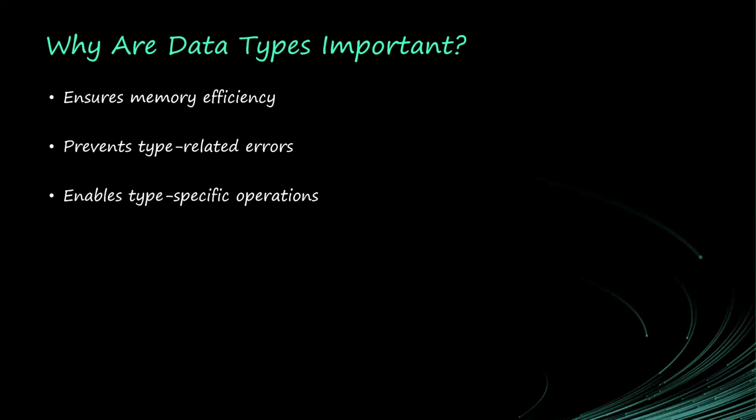So when we specify the data types of our data, it ensures memory efficiency, it prevents type-related errors, and it enables type-specific operations. That's what I just mentioned now. You cannot perform an operation that is not specific to an integer. It will not work. Do you understand this? As we go on, when we get to programming, you're going to understand these things better.